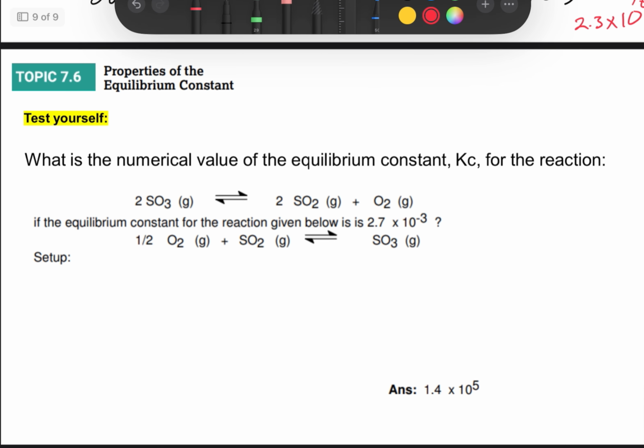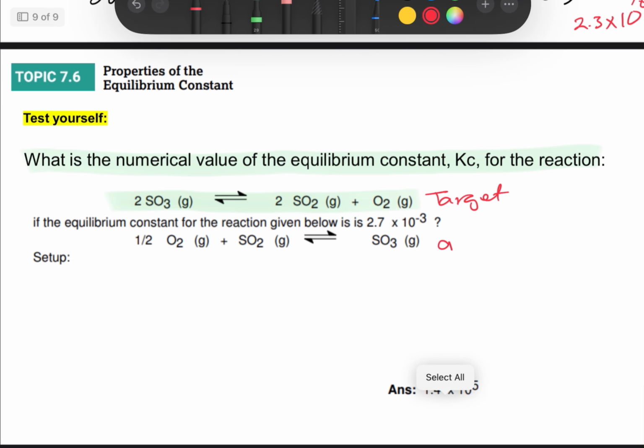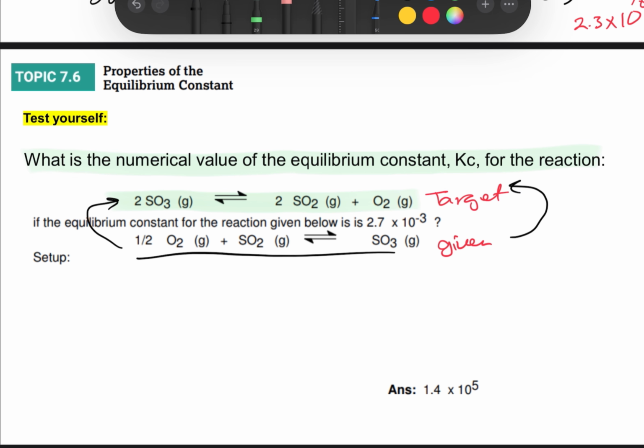Let's take the last example. The question says, what is the numerical value of the equilibrium constant Kc for this? So the first one here is your target. I need to change the given one to the target. This is the given. I need to change the given into target. So how can I change this equation to be the same as this guy in here? You can see that the SO2 is on the reactant side in one and the SO2 is on the product side in the other. So I have to flip the given.